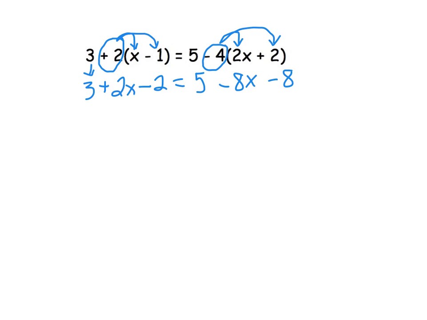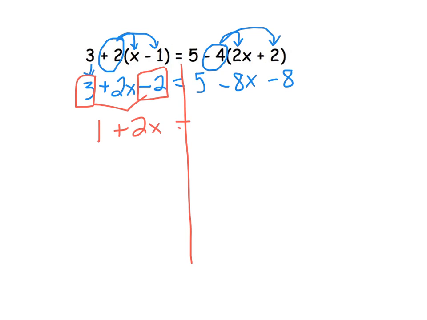Okay, so now that I've done that, I'm going to look and see if there's anything I can combine. When I'm combining, I can only do it on one side of the equal sign or the other. So I'm going to combine my like terms over here. These guys are alike. So 3 minus 2 combine to a 1, and bring down my 2x. On this other side, I've also got a 5 and a -8. 5 and -8 combine to -3, minus 8x.